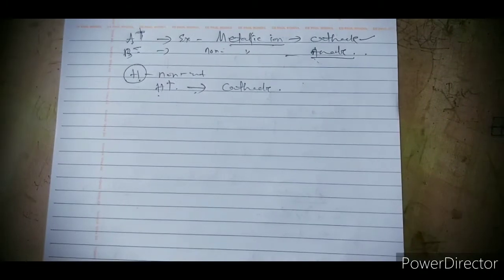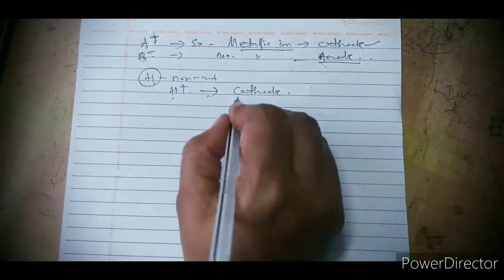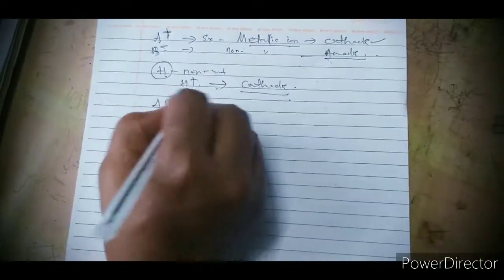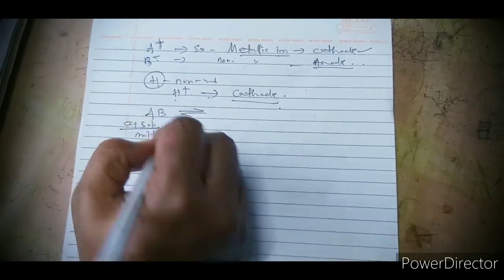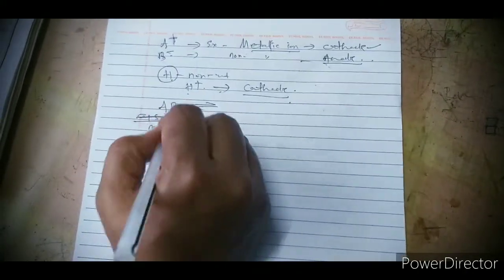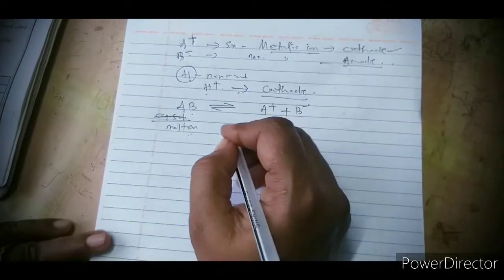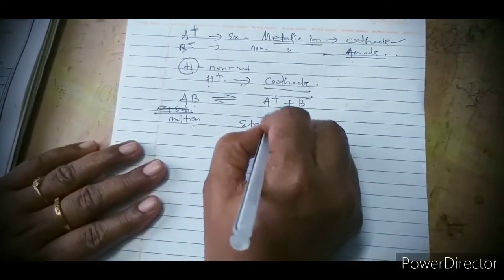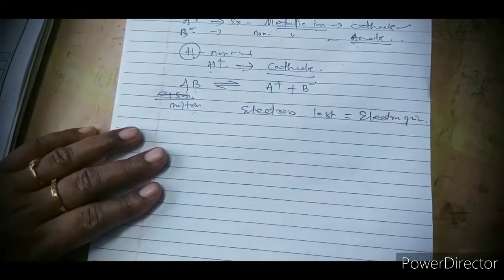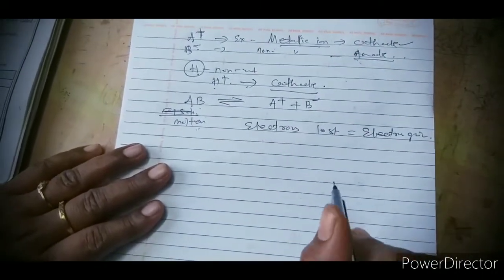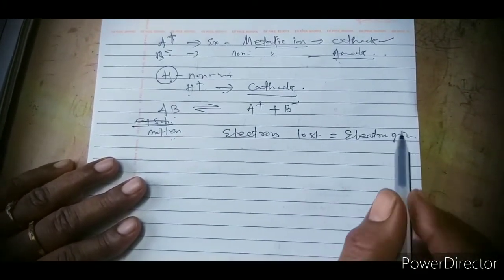Now let us discuss the mechanism of electrolysis. Under that we will discuss the characteristics of electrolysis. The most important is that if we are taking AB, it may be in an aqueous solution, or we can take it in the molten state. So in this case, let us take this one as the molten state. Here AB gives rise to A plus and B minus. Here it says electrons lost are equal to electrons gained. Means the number of electrons gained by the anode is equal to the number of electrons donated by the cathode.